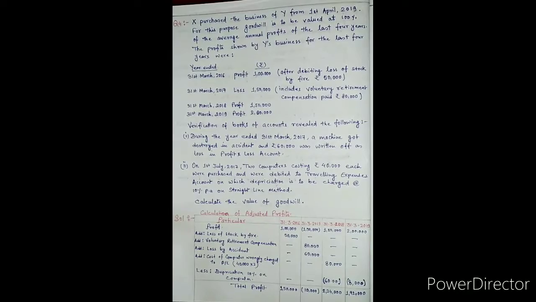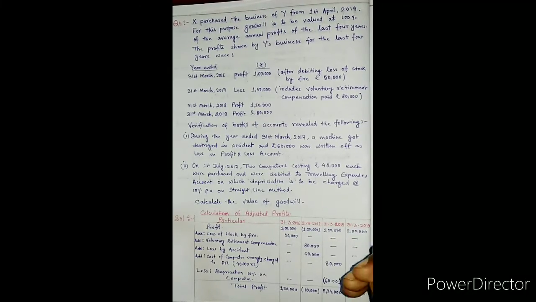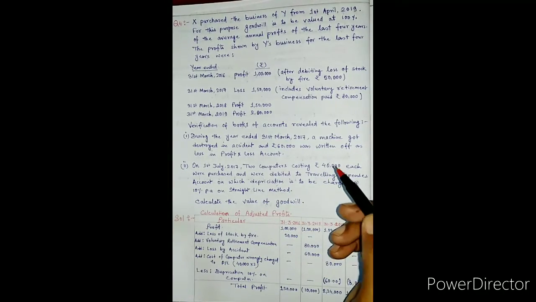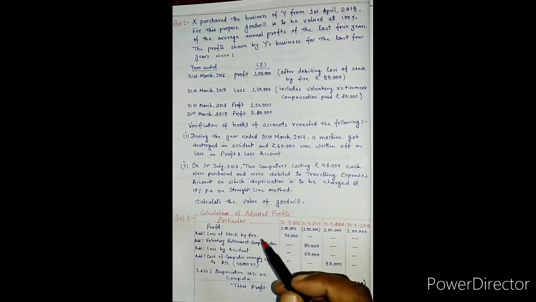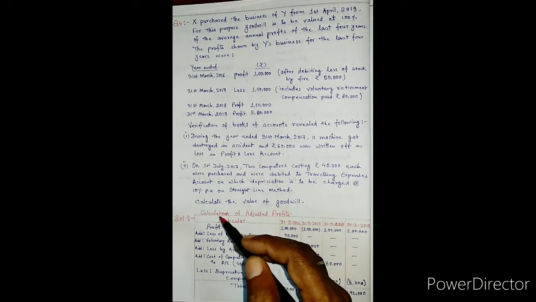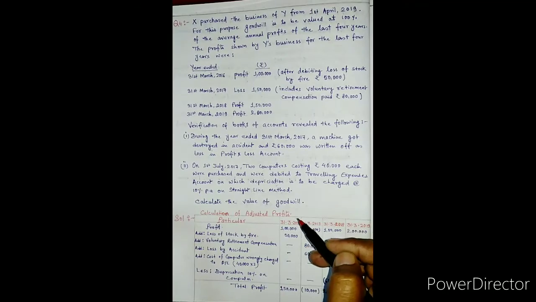So from this question we have to adjust the profit because no actual profit is given. So we have to calculate the actual profit. So we have to draw a format like this. This is the calculation of adjusted profit.